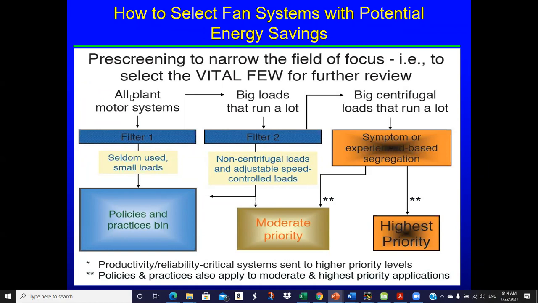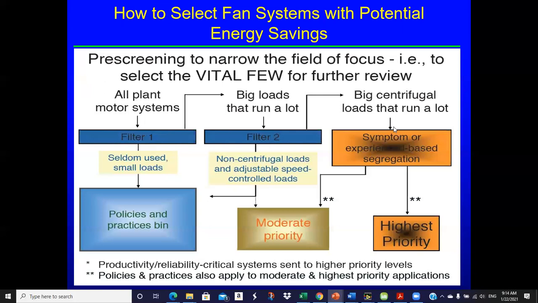Basically, you can start with all fan systems, all motor systems, whatever. And seldom-used small loads, don't worry about them so much. Big loads run a lot, but if it's non-centrifugal, it's not going to have the good energy reduction capabilities with speed, so you may want to put that off. Or if you already have speed control, then you may have already done the project.